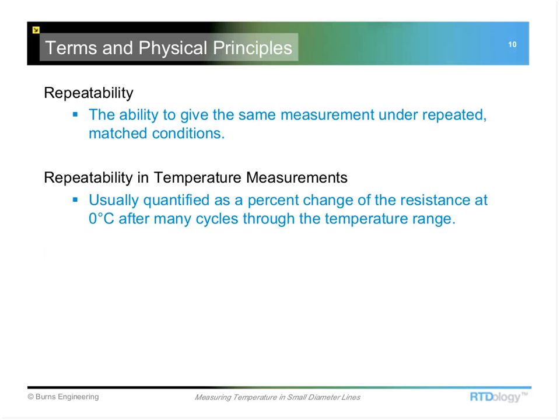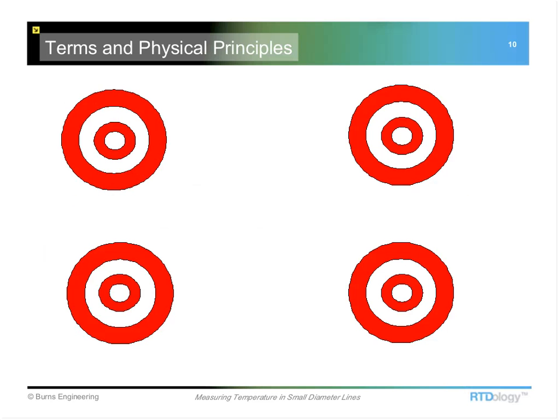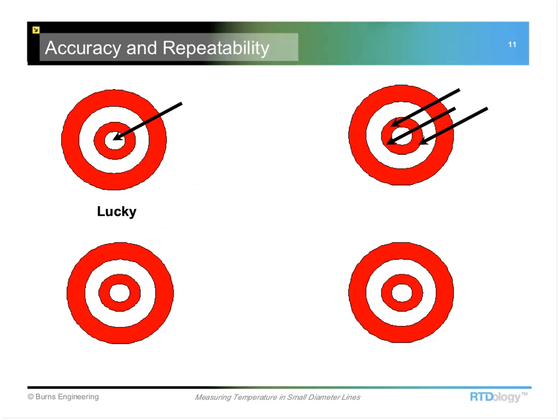Now, repeatability. The best sensors are going to have a very good repeatability where we'll get that same measurement over and over again. We can kind of show the relationship between accuracy and repeatability here with this illustration. If we shoot an arrow at the target and we hit it, we're probably just lucky. And if we shoot at the target and kind of hit right around the bullseye, we're pretty accurate.